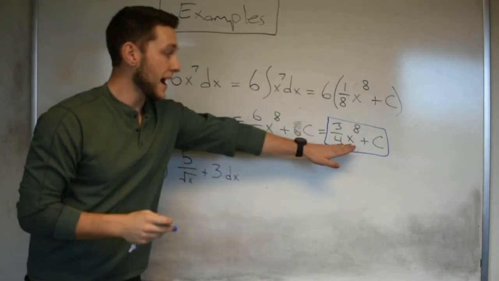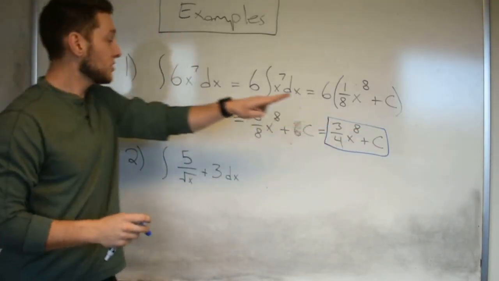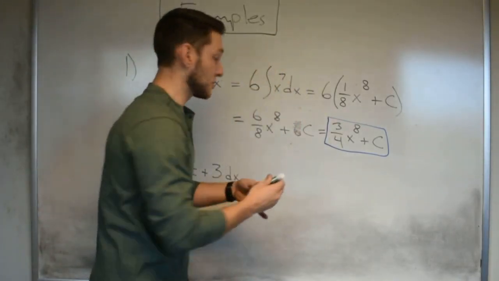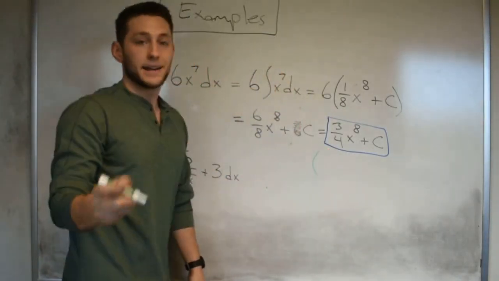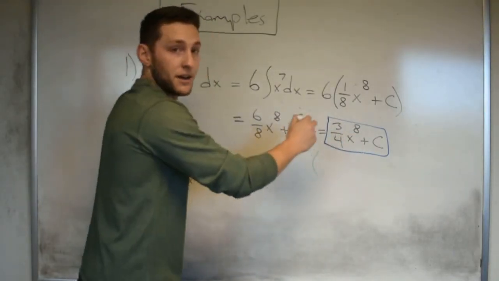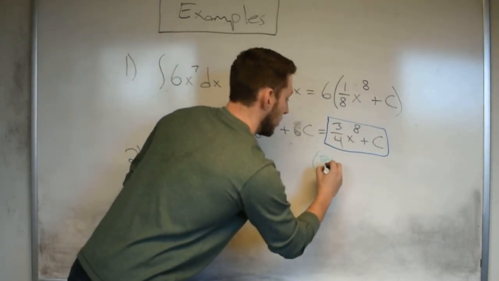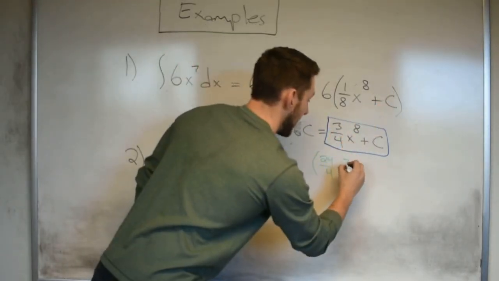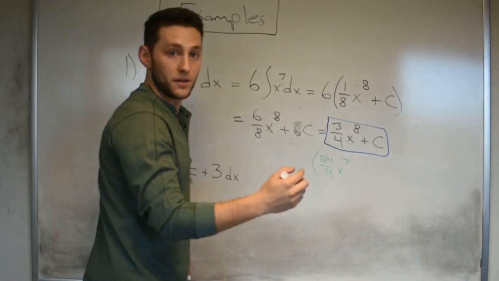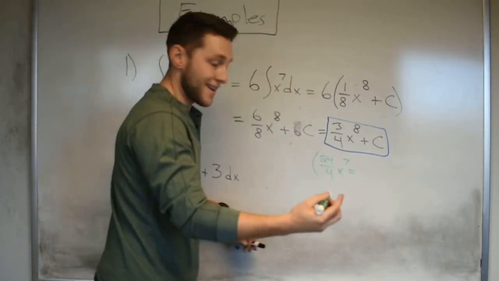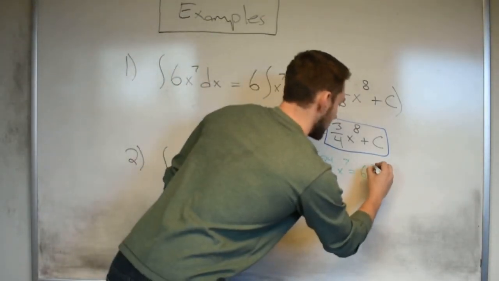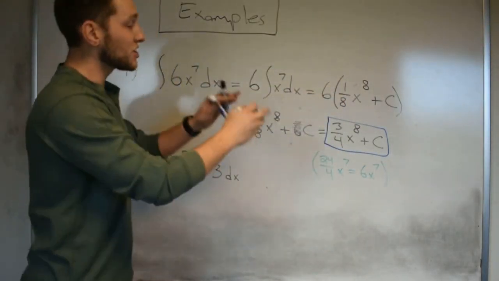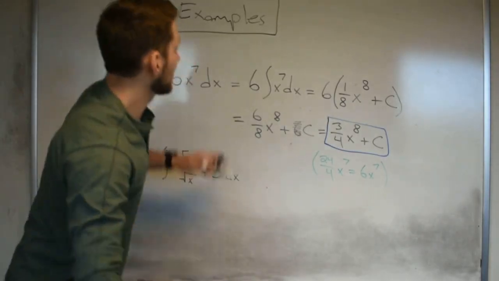By the way, you can check if this is the right answer. If you derive this, you should land on this. And notice if we did derive it, so maybe I'll derive it in green real quick. I'd bring the 8 down front, so we get 24 over 4 x to the 8 minus 1, or the 7th power, plus 0. So, simplifying these guys out, we end up with just 6x to the 7th, which is exactly what we had to start with. So you can always check it by deriving your answer, and see if you get the original thing.